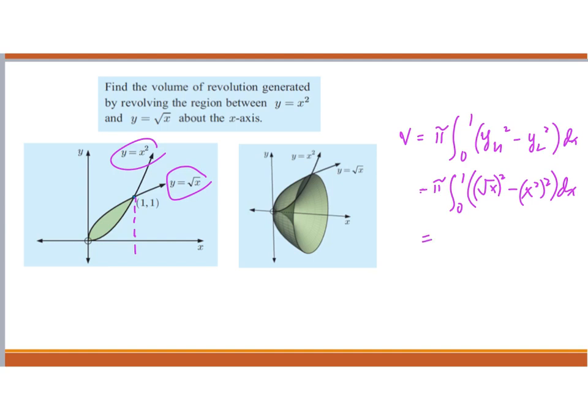And again, the functions are simple, so this could be easily done by hand, and you will get 3 pi over 10 units cubed. And if you use your calculator for this, you will get about 0.942 units cubed.